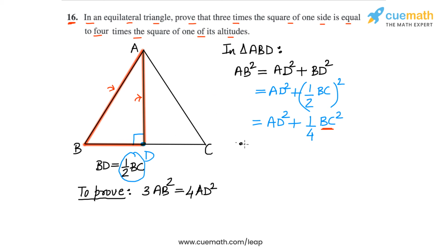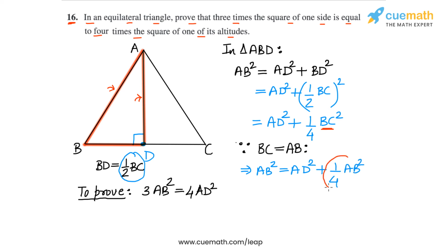Okay, so because BC is equal to AB, not AD, we are now going to write AB instead of BC. So this will give us AB square is equal to AD square plus 1/4 of AB square. Okay, and now what should we do?